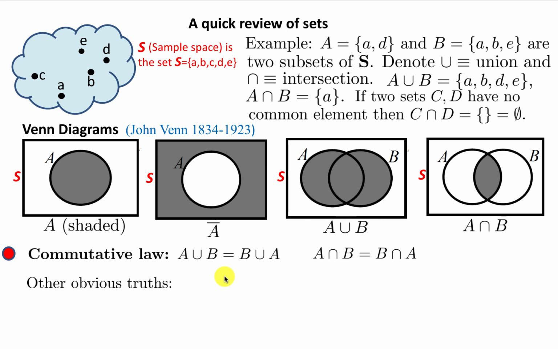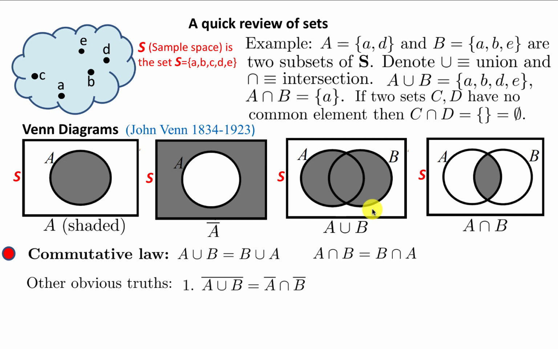Here are some other obvious truths. So, for example, if I take A union B and take the complement of that, well, that's A complement intersection B complement. Can you see that? Let's look over here. Here's A union B. If I take the complement of that, that's the white space over here. On the other hand, if I take A complement, well, that's the white space outside of A.